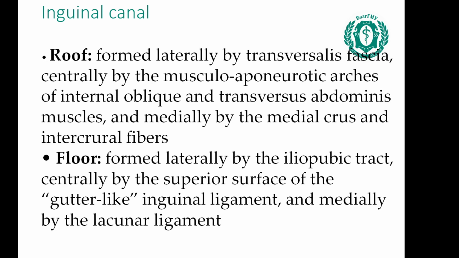The roof is formed laterally by transversalis fascia, centrally by the musculo-aponeurotic arches of the internal oblique and transversus abdominis muscles, and medially by the medial crus and intercrural fibers. The floor of the inguinal canal is formed laterally by the iliopubic tract, centrally by the superior surface of the gutter-like inguinal ligament, and medially by the lacunar ligament.